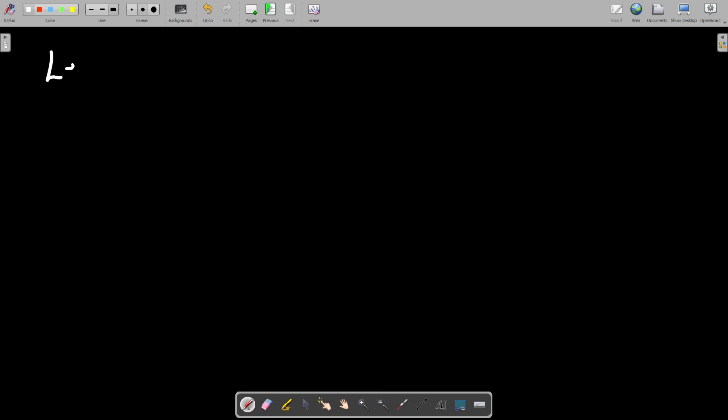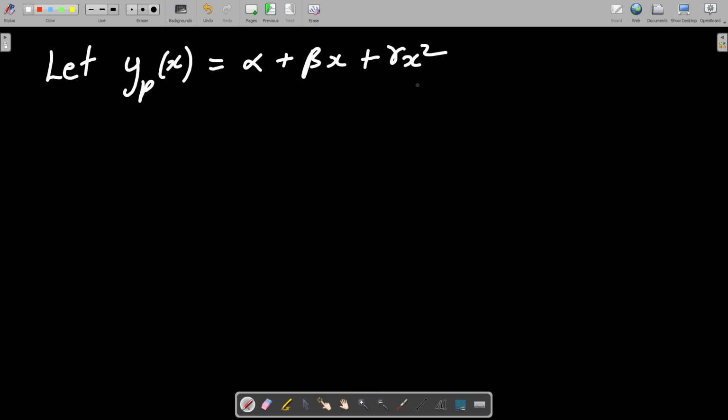So this is a what degree polynomial you have. Let yp be equal to, we'll start with a second degree polynomial. Okay, start with a second degree polynomial because you were given a second degree polynomial as r of x.